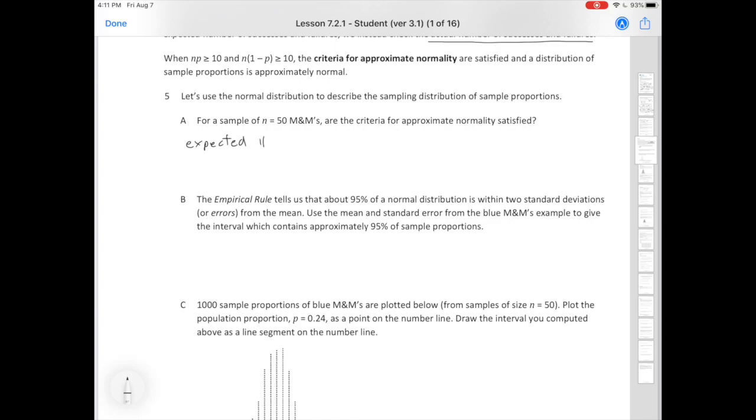What are the expected number of successes? It would be n times p, which is, remember, n is 50 and p is 0.24. So if you multiply 50 times 0.24, you get 12. Do that in your calculator and you can see that you get 12. What are the expected number of failures?